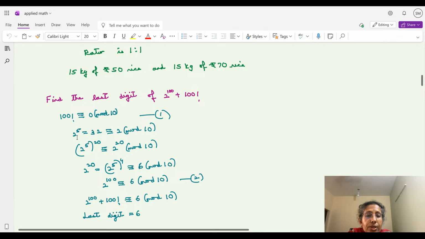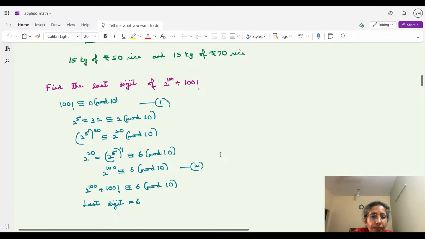So what about 2 raised to 100 plus 100 factorial? That will be congruent to 0 plus 6, which is 6 modulo 10. So your last digit is 6.